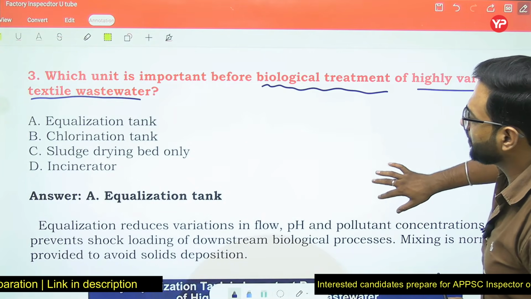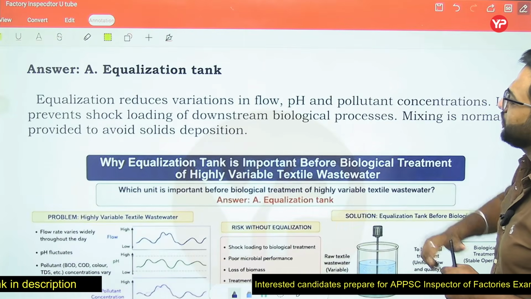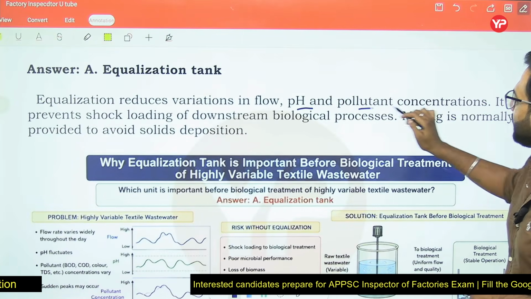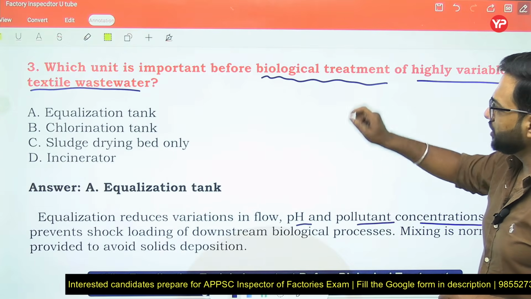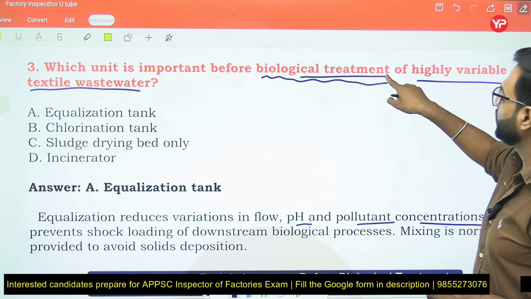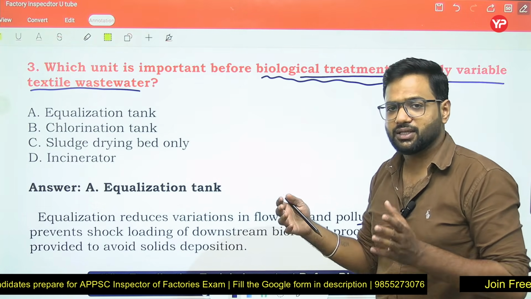So the equalization tank reduces variation in flow, pH, and pollutant concentration. So very important point, friends. The question is saying which unit is important before biological treatment. What is the reason why we are providing this equalization tank?